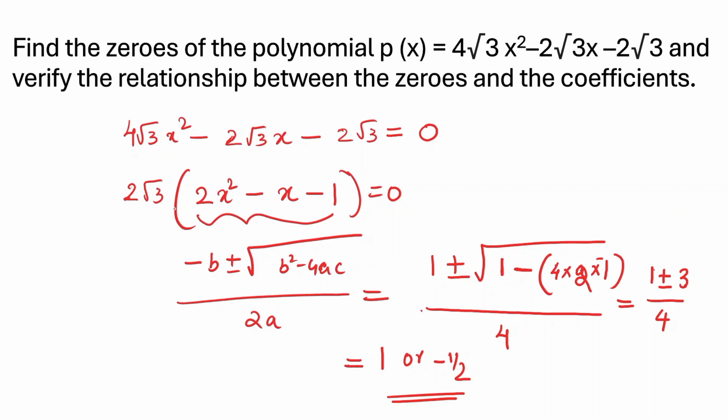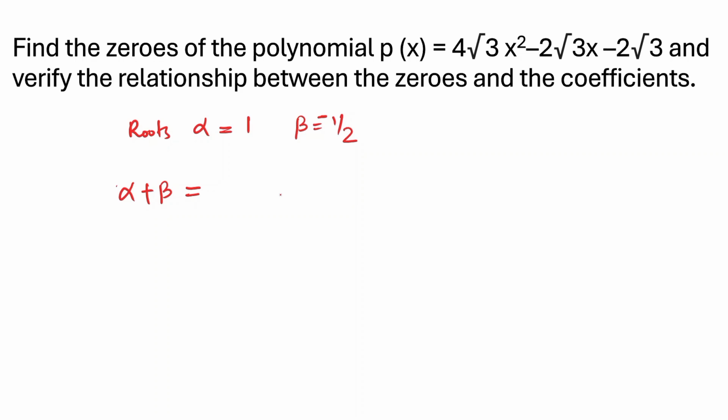You found the zeros, then we have to find the relationship between zeros and the coefficients. Okay, so coefficients, a equals 4 root 3, b equals negative 2 root 3, and c equals negative 2 root 3. Alpha plus beta must be equal to minus b by a. Coefficients, minus b by a. Alpha plus beta we can write 1 plus minus half, that is half, right? And please find minus b by a.